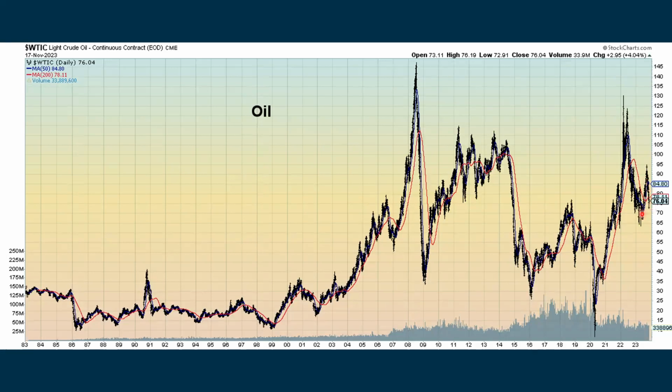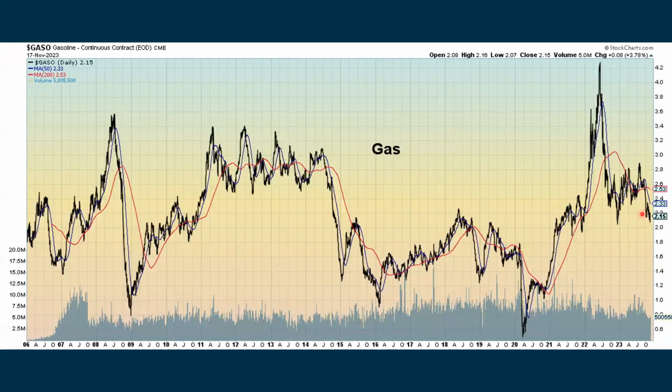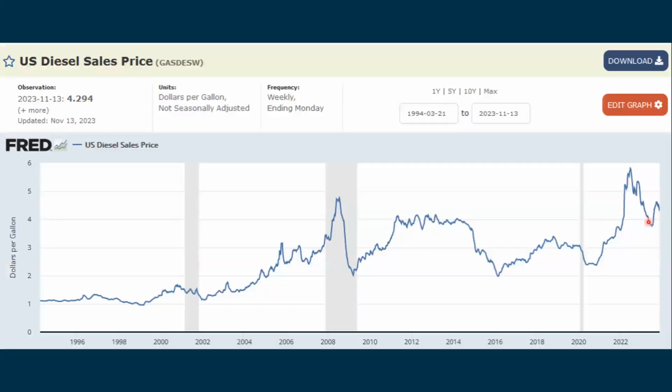So it's been pretty choppy lately. Then something that you probably feel every time you fill up your car with gas is we are in a downtrend now when it comes to gas. We look at diesel because we have 18-wheelers and trains. They use diesel to ship products back and forth. The more they have to pay for diesel, the more they're probably going to pass that cost on to you.